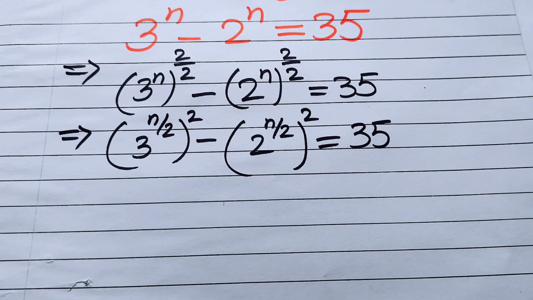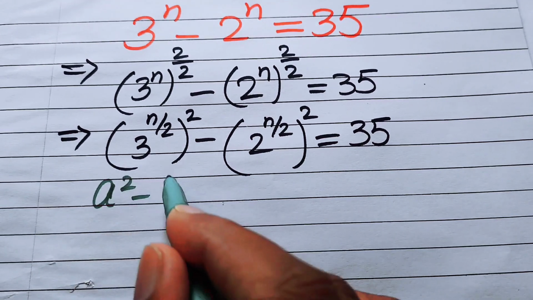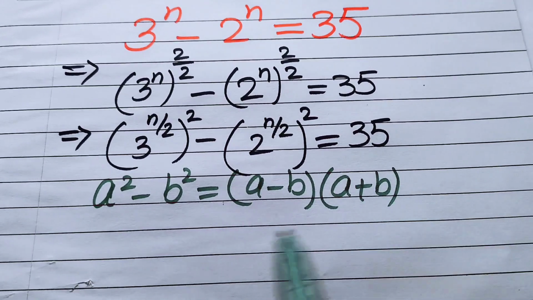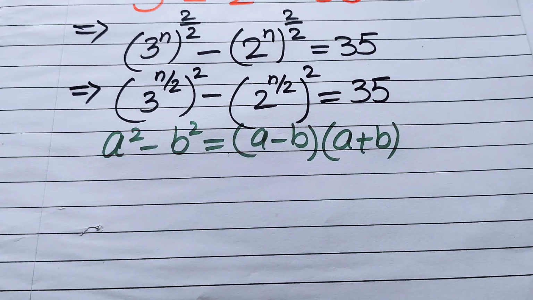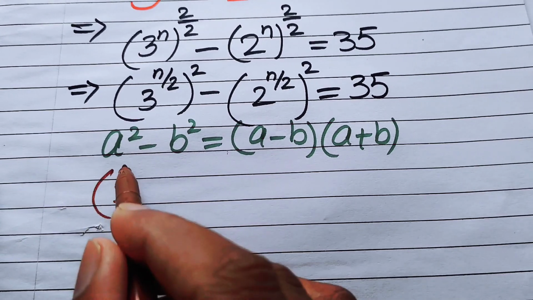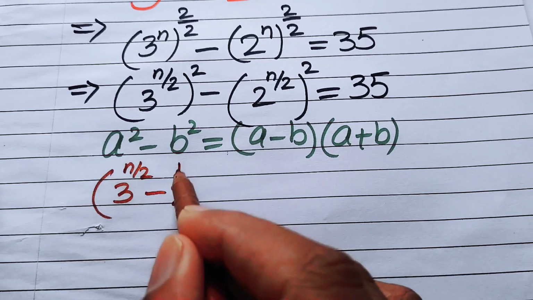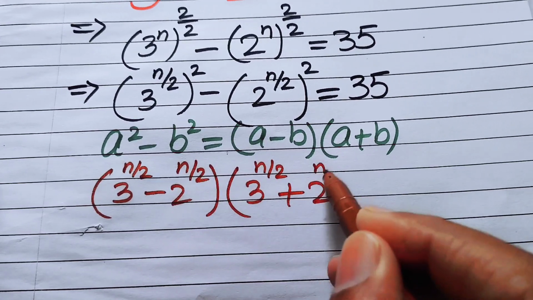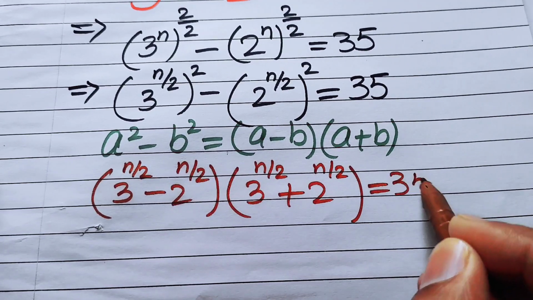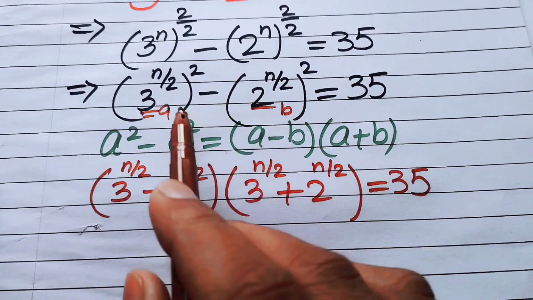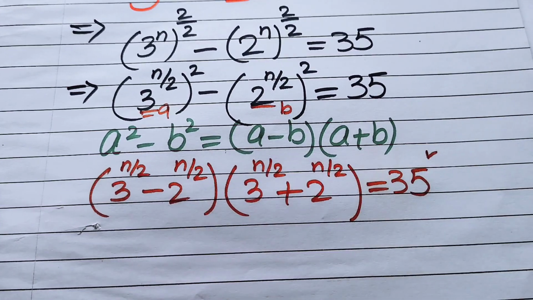And after this step we will use the square identity, and you know about this identity. If we have a squared minus b squared, it equals (a minus b) times (a plus b). So here we use this identity in the above term, so that our expression will be written as (3 to the power of n over 2 minus 2 to the power of n over 2) times (3 to the power of n over 2 plus 2 to the power of n over 2), and this whole equals 35. So here we just assume this is a and this is b, and we put the values of a and b in this formula, and you will easily get this expression.